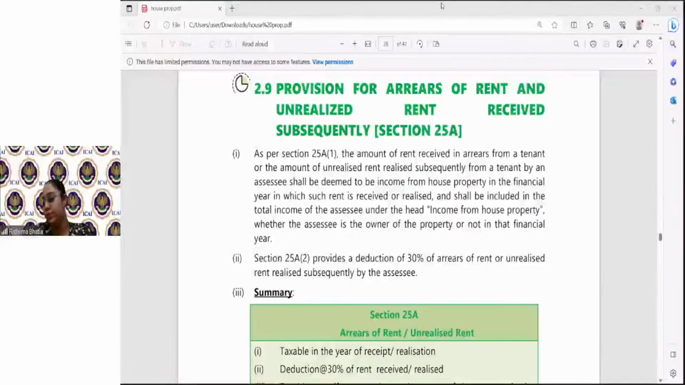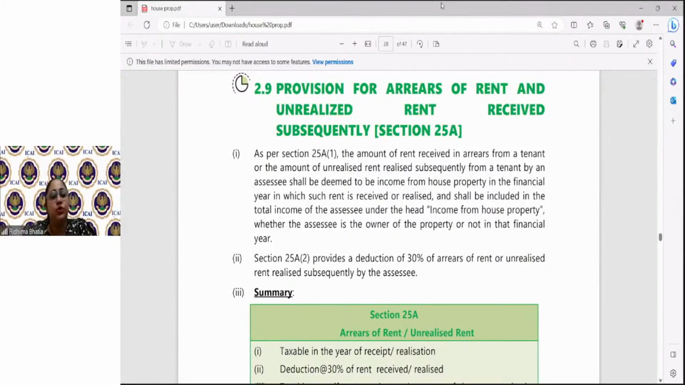Now we come to the second last concept, which is unrealized rent if recovered subsequently. See, unrealized rent is a rent which cannot be realized with due efforts at that particular time. आपको रिटर्न फाइल करना था, आपने उससे पहले केस फाइल किया, you filed for the case, you filed for the police complaint, you did your best to get the money from the tenants, but you did not get it. Then you reduce those unrealized rent.